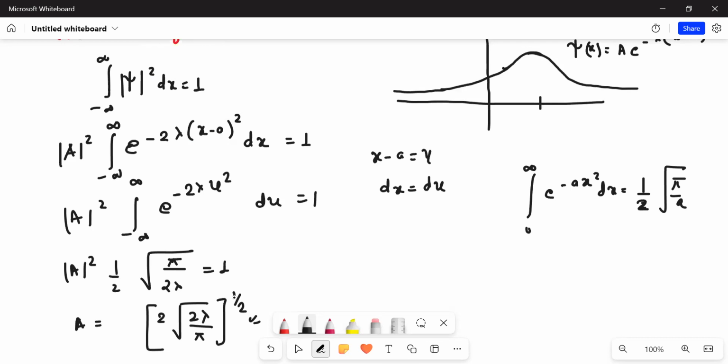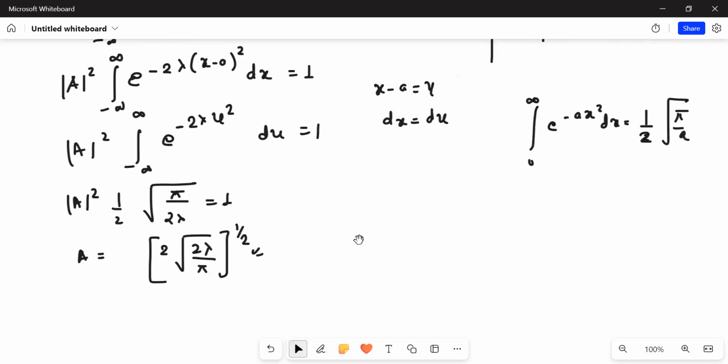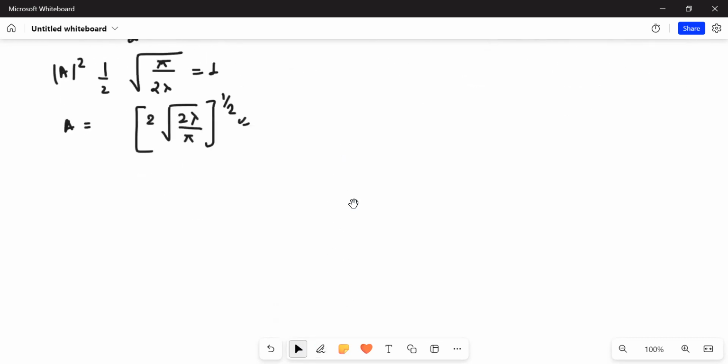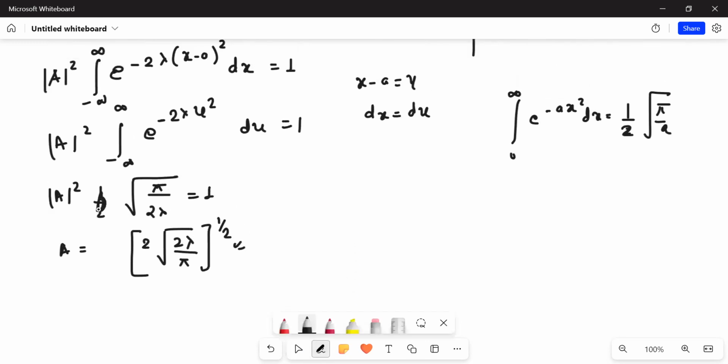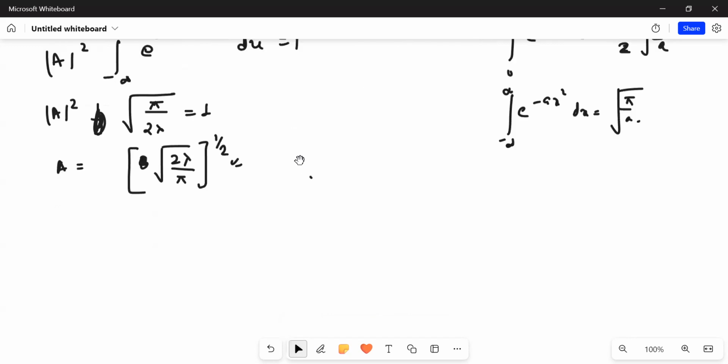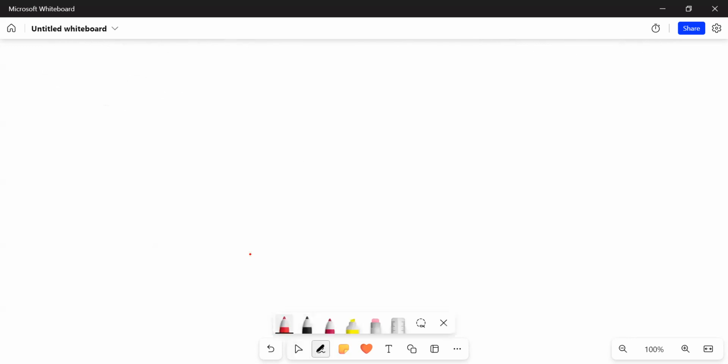Now try to find some expectation values also. Not 1/2, sorry. Okay, so this is not right because if you write minus infinity to plus infinity, then the 2 will vanish away. So this will be root over pi. Okay. So now let us do a question here.